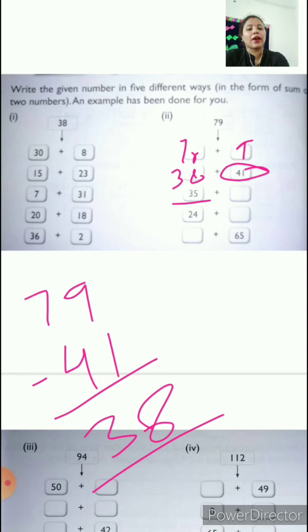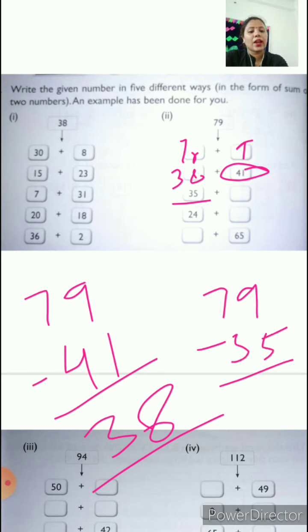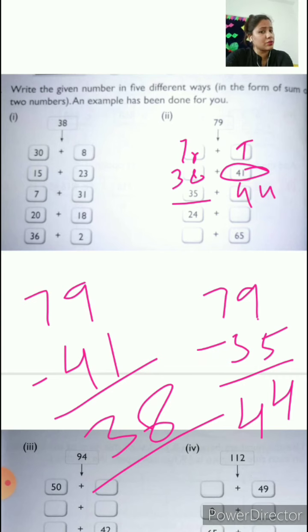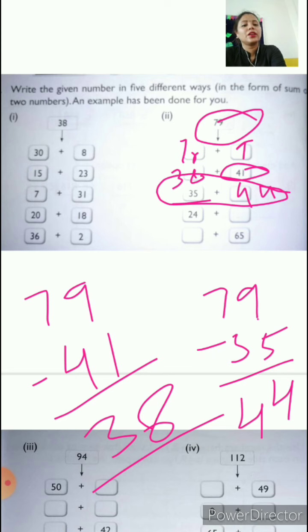Next is 35. So again subtract 35 from the 79. 9 minus 5, 4. 7 minus 3, 4. So answer is 44. And 44 plus 35 is equals to 79. You can check your answer also. If we add both, you should get 79 only. If you don't get 79, it means your answer is not correct.